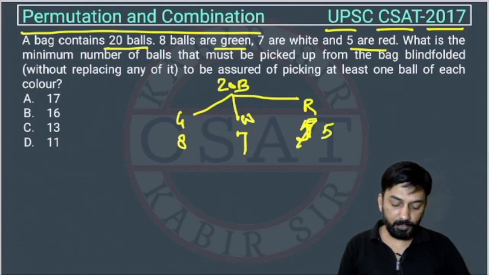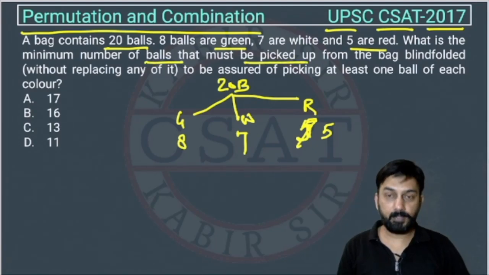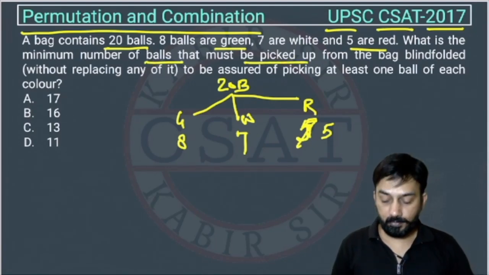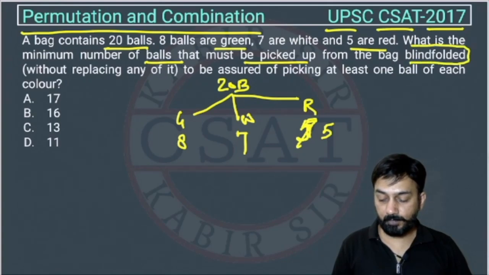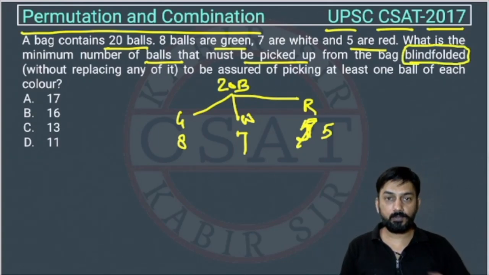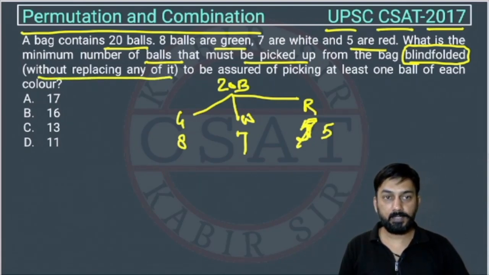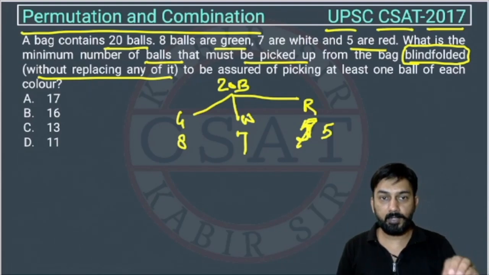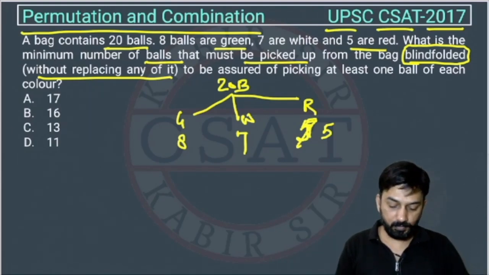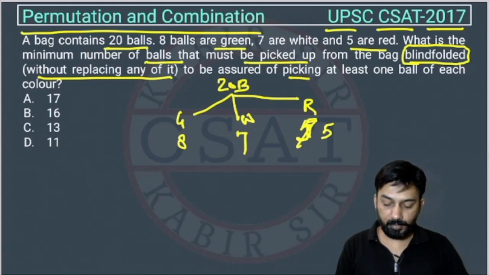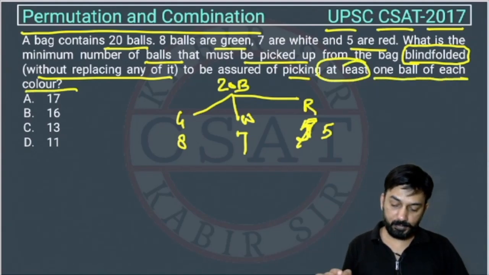What is the minimum number of balls that must be picked up from the bag blindfolded? Blindfolded means someone's eyes are covered with a cloth and they have to pick balls, right? So without replacing any of it. Without replacing here means if somebody is taking out one ball, he is not putting that ball again into the bag, right? Without replacing any of it, to be assured of picking at least one ball of each color, right?